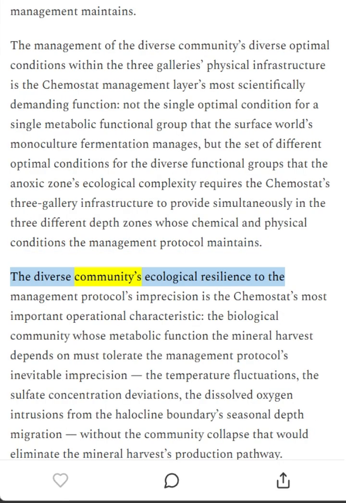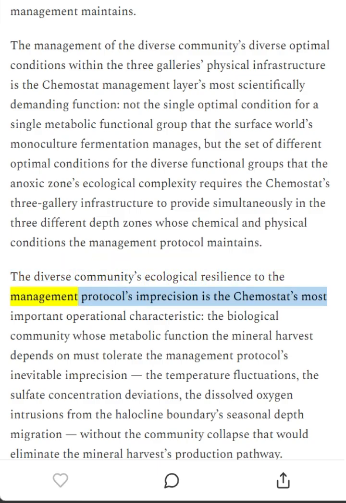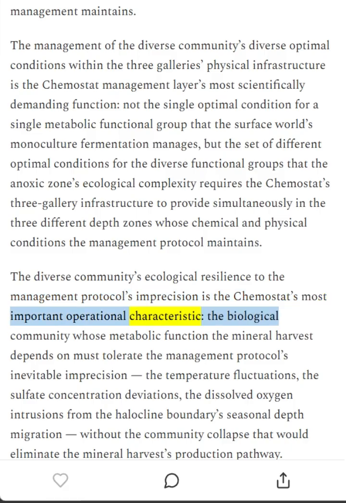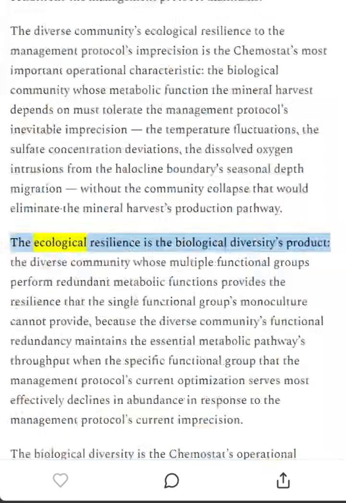The diverse community's ecological resilience to the management protocol's imprecision is the chemostat's most important operational characteristic. The biological community, whose metabolic function the mineral harvest depends on, must tolerate the management protocol's inevitable imprecision, the temperature fluctuations, the sulfate concentration deviations, the dissolved oxygen intrusions from the halocline boundaries, seasonal depth migration, without the community collapse that would eliminate the mineral harvest production pathway. The ecological resilience is the biological diversity's product.